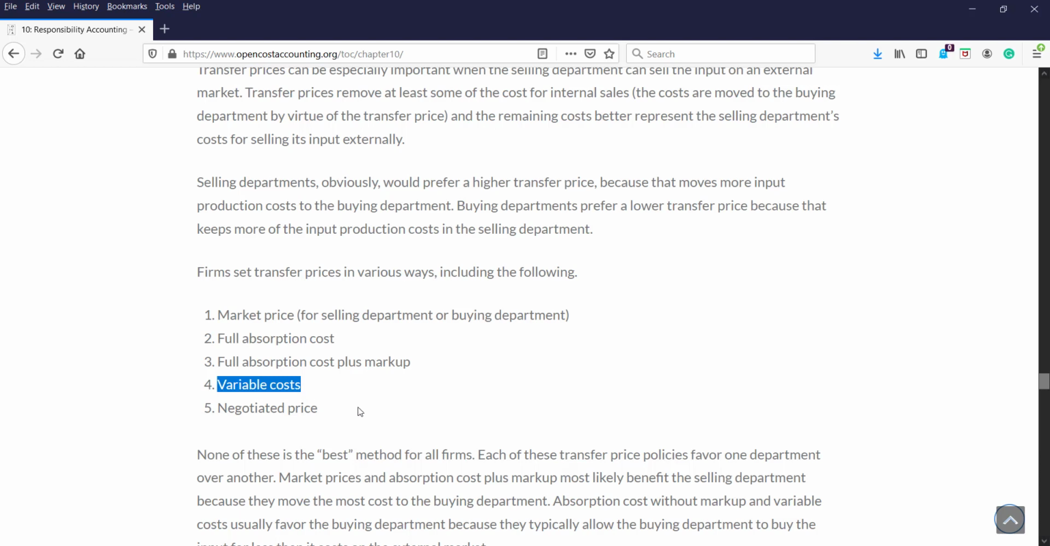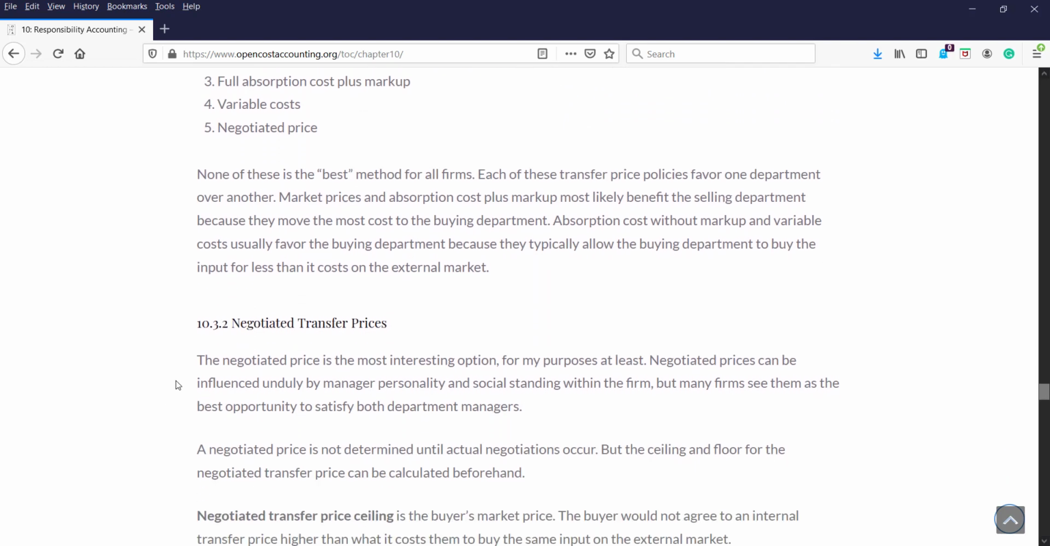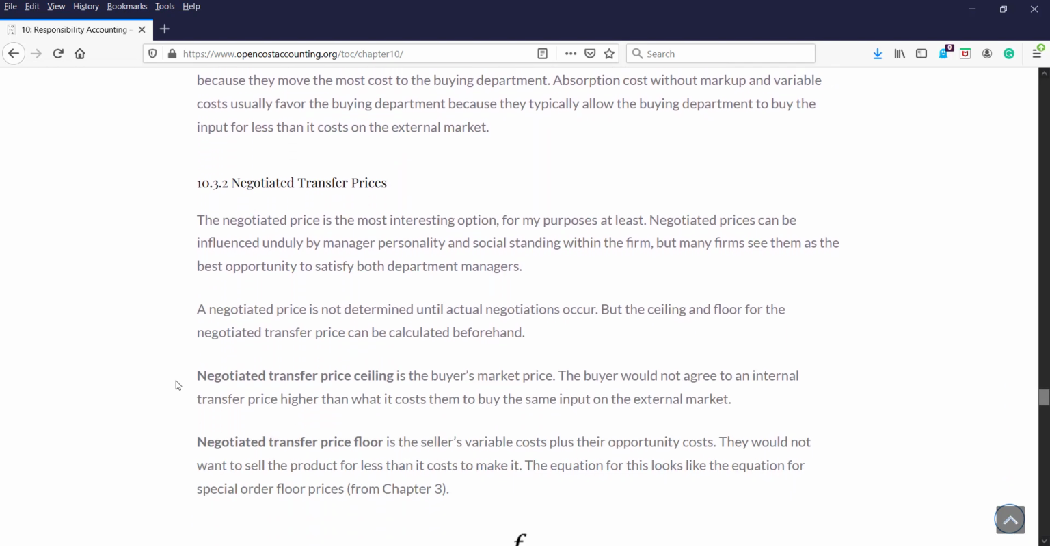These are just some examples here, and the last one is the most interesting one to us, and what we're going to spend the rest of the time on transfer prices talking about is negotiated price. We could simply have the two managers, the selling department manager and the buying department manager, sit in a room as like a cage match, and together they'll come up with the right price, the price that they're going to pay.